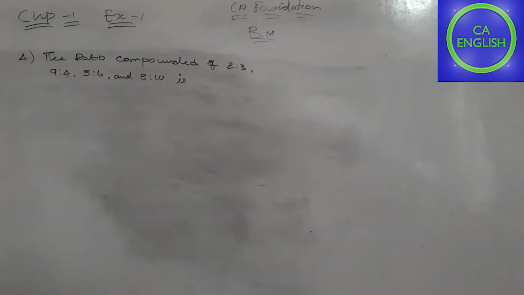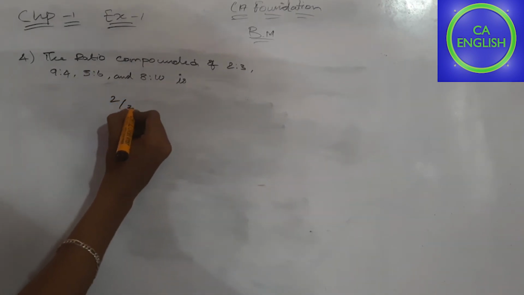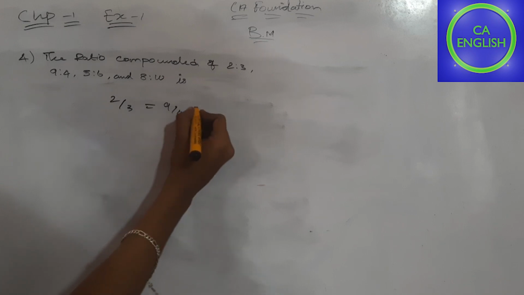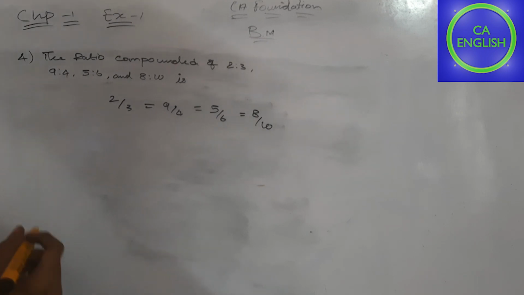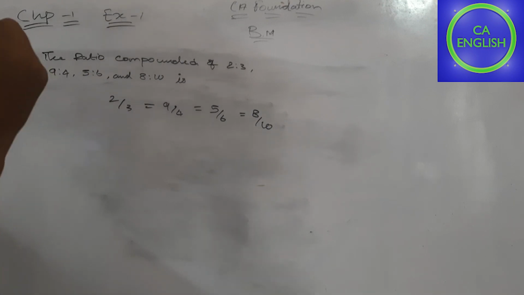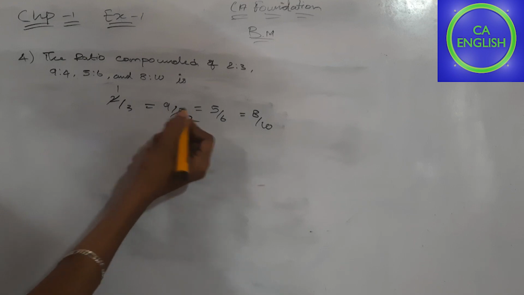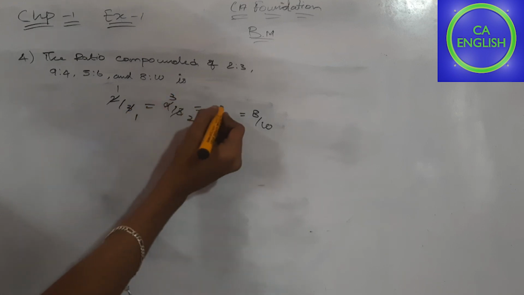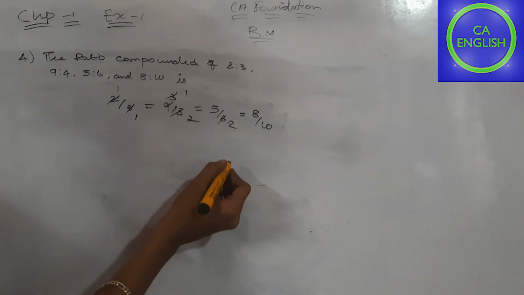And the fourth question is the ratio compounded of 2 is to 3, 9 is to 4, 5 is to 6, and 8 is to 10 is what they are asking. It's a simple sum. Let's write 2 divided by 3, 9 divided by 4, 5 divided by 6, 8 divided by 10. Okay. Now we can divide which are possible to divide. Okay. 2, if we cancel 2, 3, and another sum possible, yes, 1, 2.